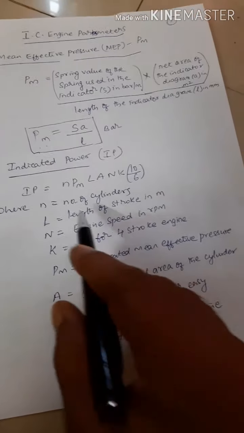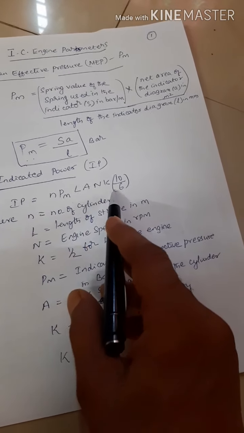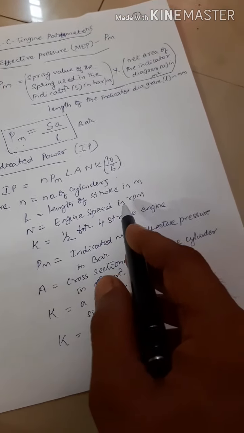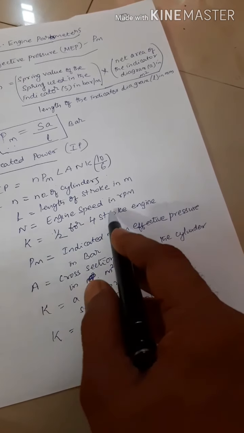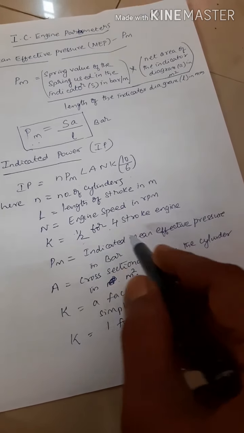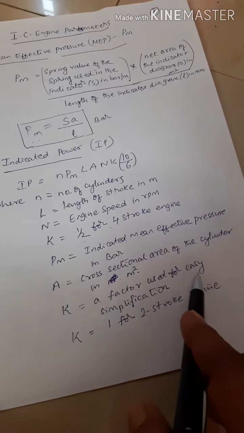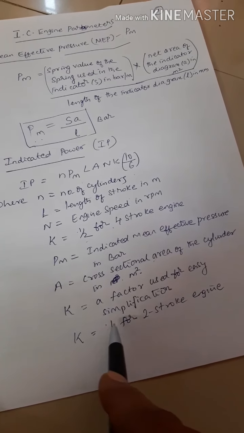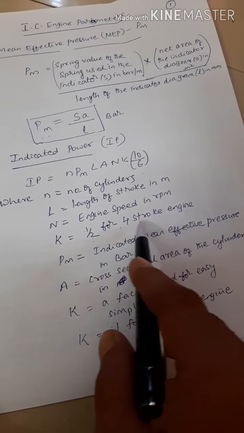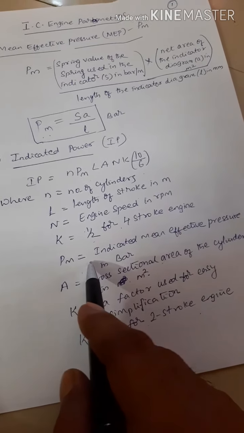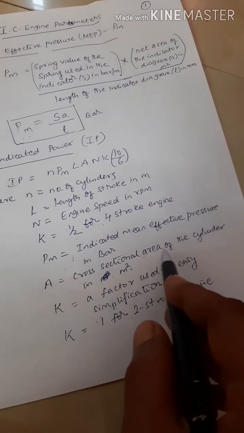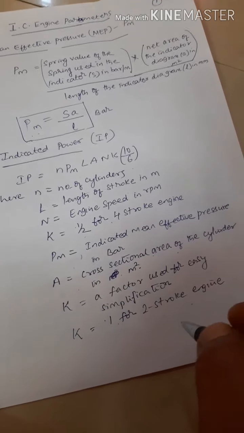IP is equal to n into PM LAN K divided by 10 to the power of 6, where n is the number of cylinders, L is the length of the stroke in meter, N is the engine speed in RPM, and K is a factor used for easy simplification. K is equal to 1 for a 2-stroke engine and K is equal to 1 by 2 for a 4-stroke engine. PM is the mean effective pressure in bar. A is the cross-sectional area of the cylinder in meter square. Area will always be in meter square.